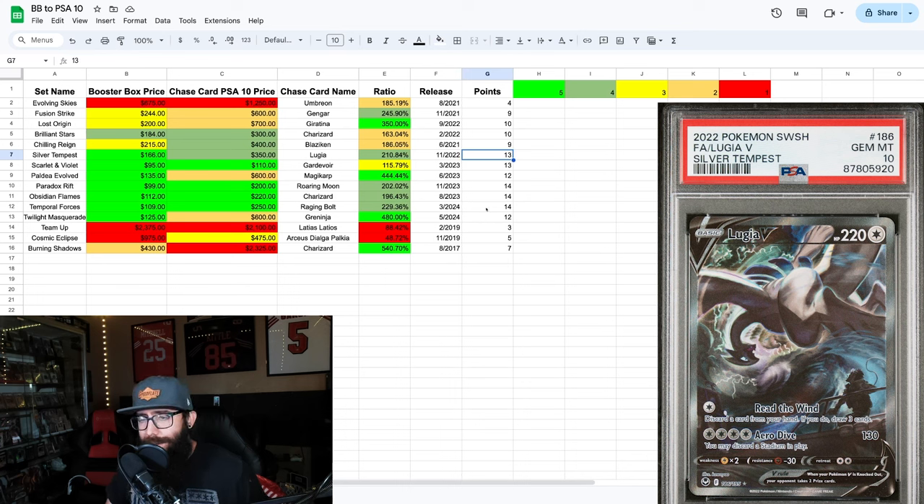I would agree that these sets right here, when we get into the Scarlet and Violet era, have the most growth potential, and that's what this is showing.